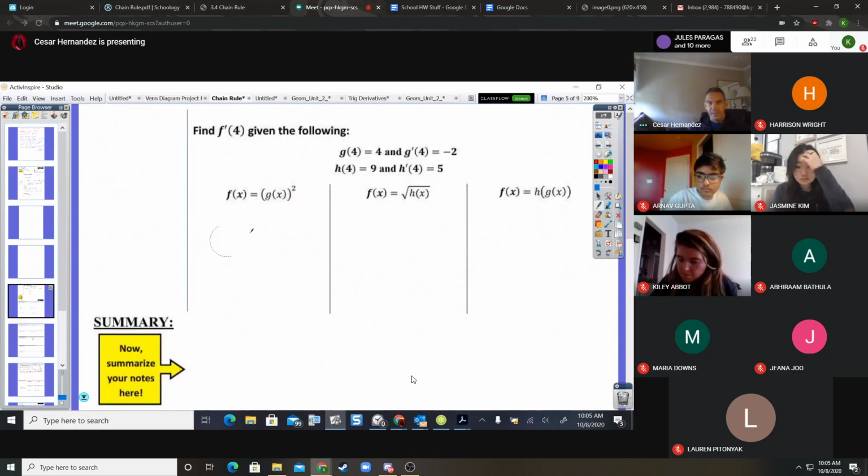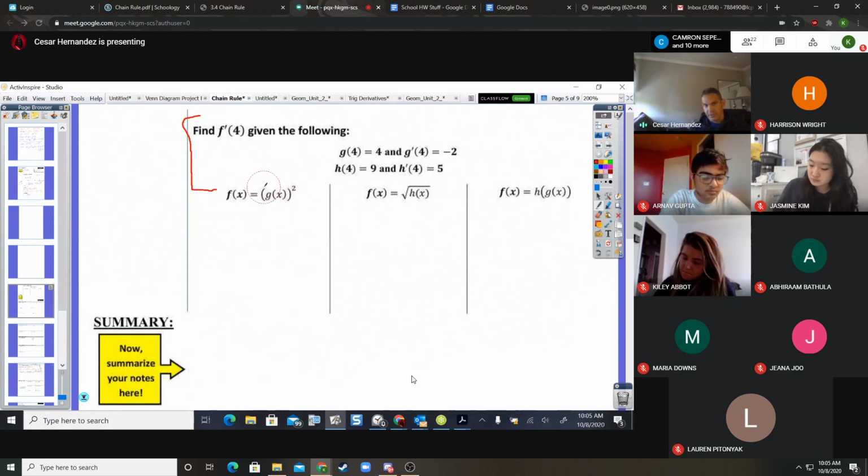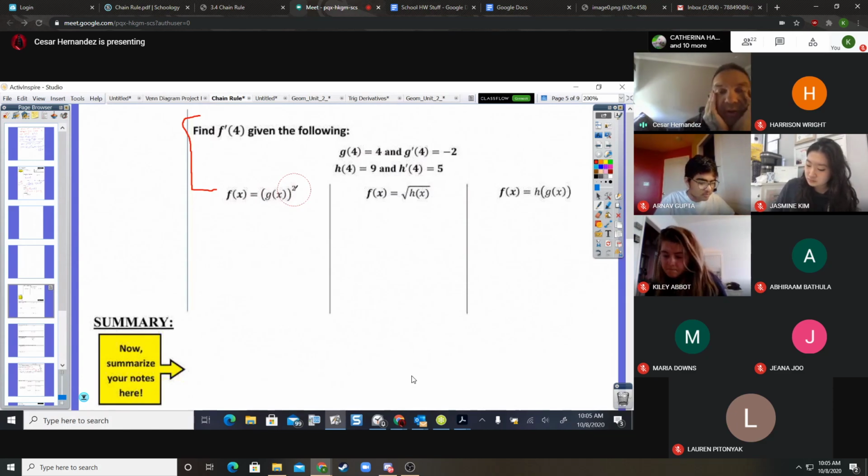Here's another type of chain rule problem where you're not actually given the function itself, but you're given specific values of the function. So let's look at f of x. Okay, so f is equal to g of x squared. So again, this is one function inside of another function. So I need to do the chain rule.